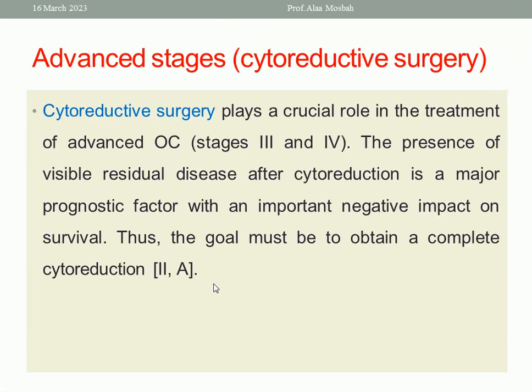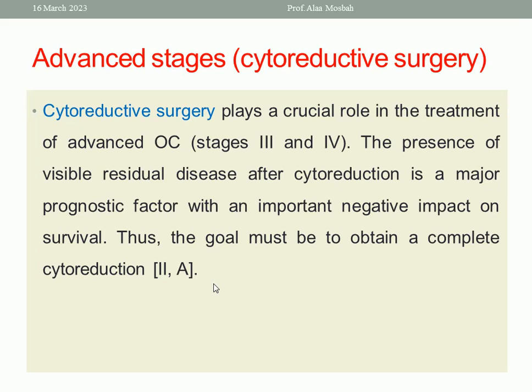Okay, let us go to the advanced stages. As I mentioned before, stage 3 and 4. Let us start with the cytoreductive surgery. Cytoreductive surgery plays a crucial role in the treatment of advanced ovarian cancer. The presence of visible residual disease after cytoreduction is a major prognostic factor with an important negative impact on survival. Thus, the goal must be to obtain a complete cytoreduction. So, you are going to do cytoreductive surgery or debulking surgery.